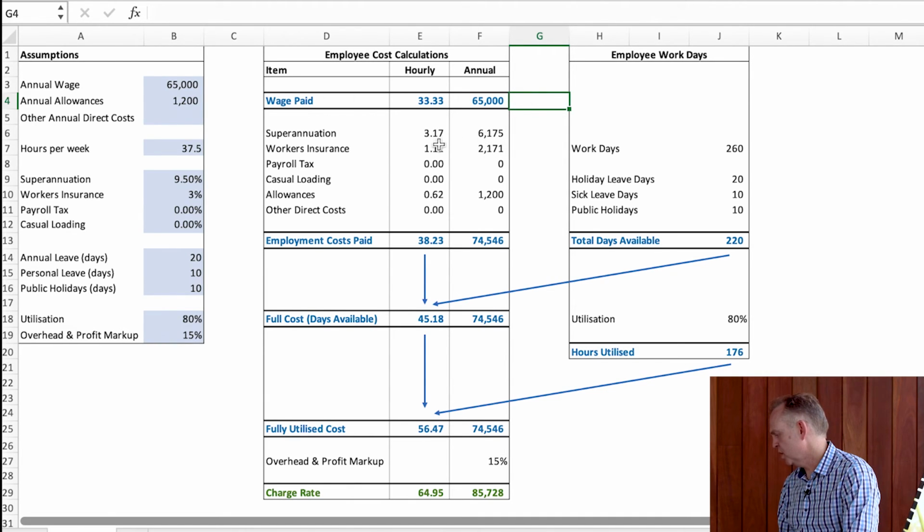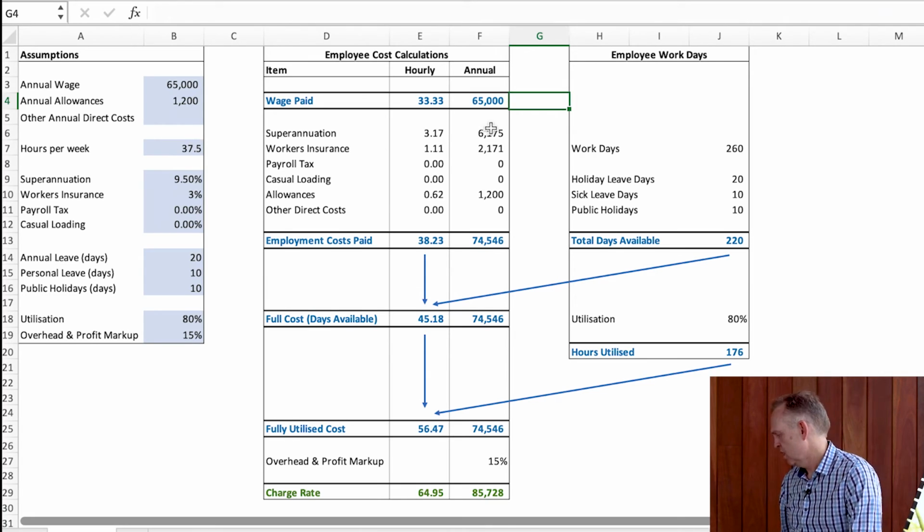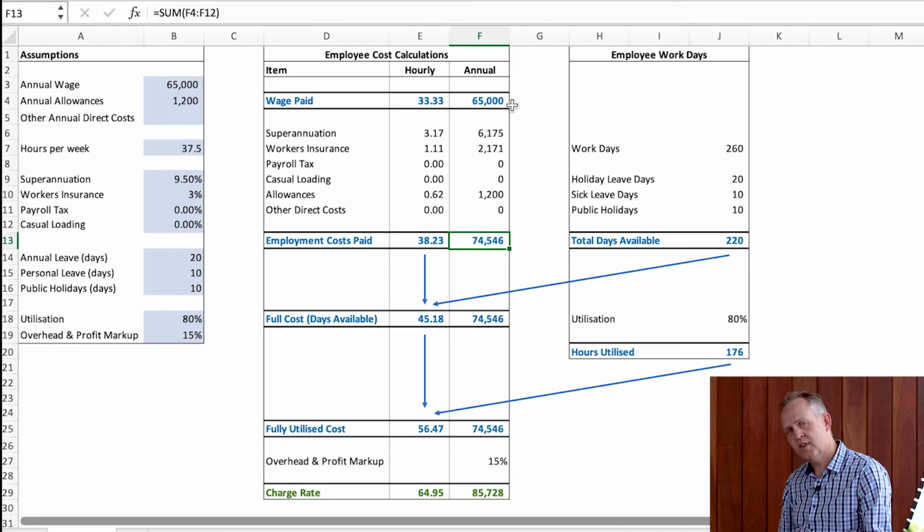Then what we work through is, okay, these other costs, super, work insurance, payroll tax, casual loading, allowances, direct costs, all these costs are costs you as an employer have to pay for your employee. So if you work through all those costs on an annual basis, you get back down to, well, this is what they actually cost as an employment cost paid. That's the employment cost you pay as an employer to have this employee. So for a $65,000 employee, that works out at $74,500, or an hourly rate of $38 an hour.